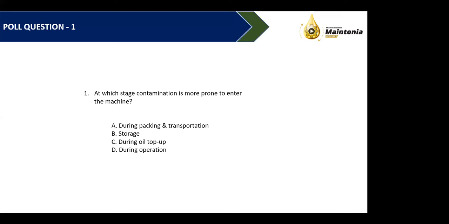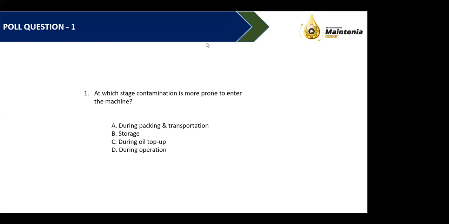First point, when we use the oil transfer pump, in which area is the pump stored? Was it in a dust-free area, or was it kept on a shelf in the open area? That has to go inside the barrel. Next point, is it a dedicated oil pump for the control fluid, or is the same pump being used for different grades or different types of oil?